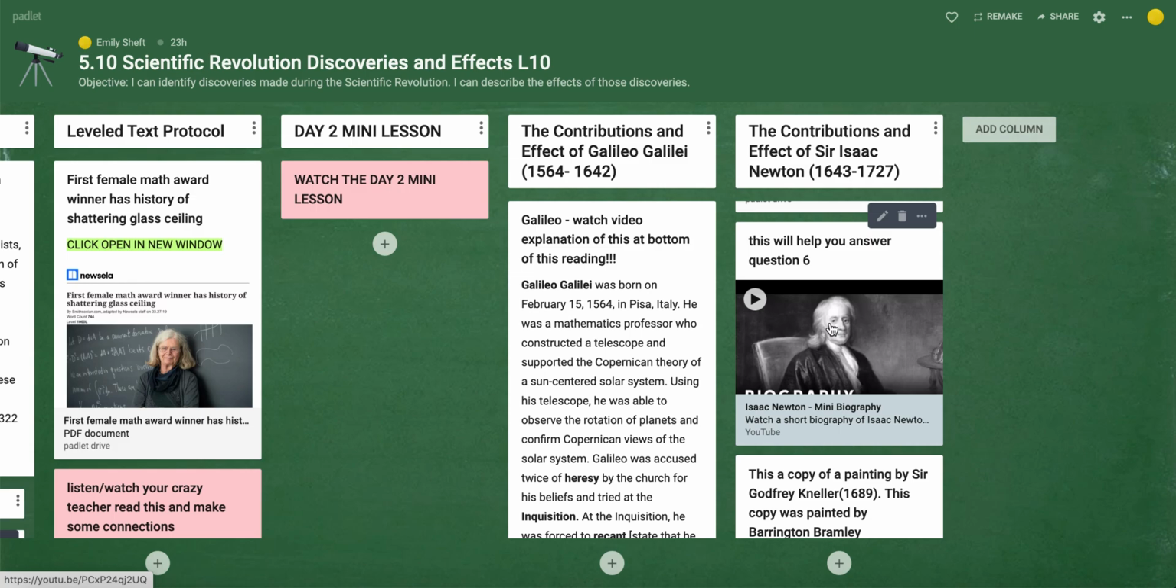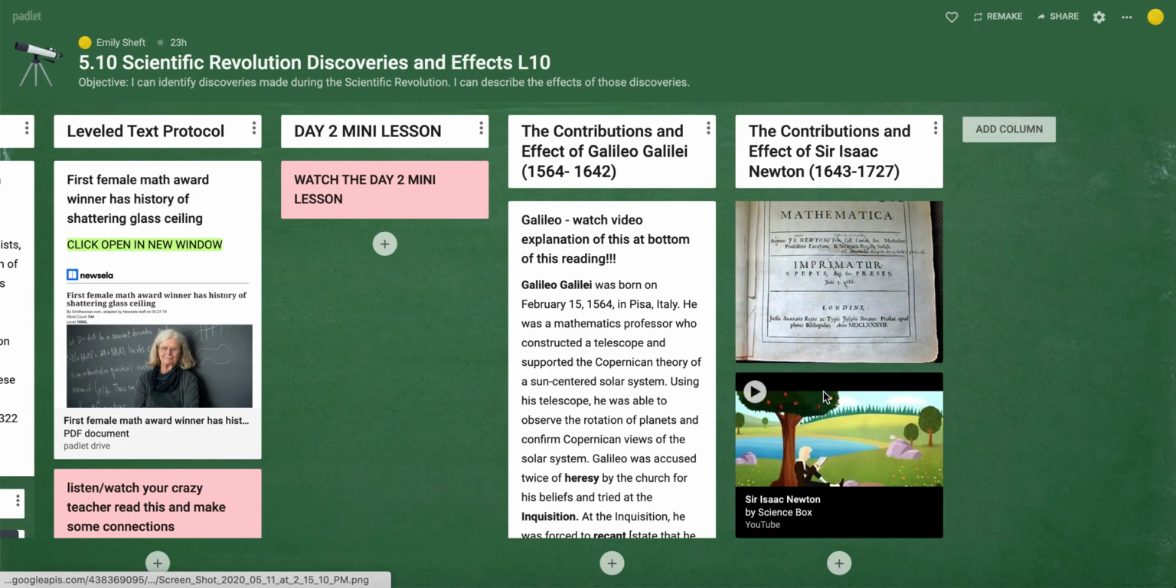But understanding that he's really the father of modern science, and understanding that he figured out the laws of motion, and he figured out gravity. And to better understand that, I included this YouTube video. It's super cute, and it sort of explains how we think that Newton figured it out. So watch that video, and it'll be another way to help you answer question number 6. I look forward to reading your responses.